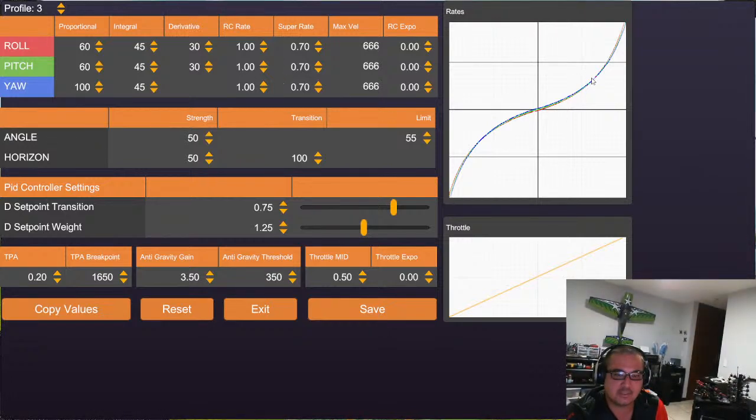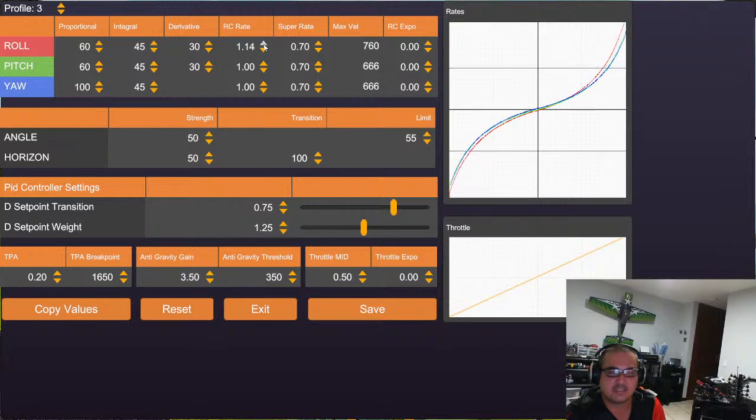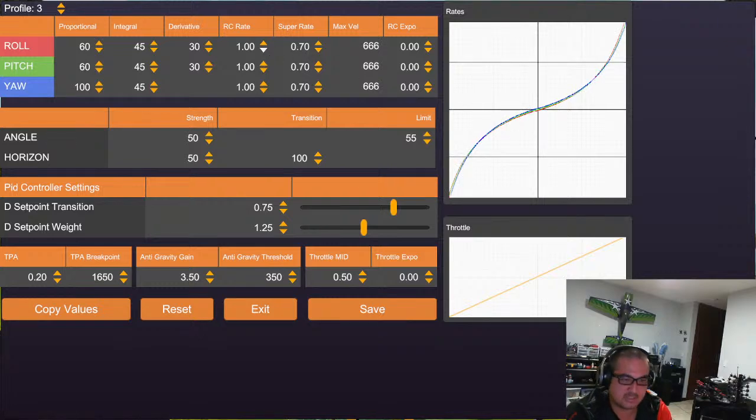Okay, and you can see on the graph right here what's happening. So RC rate mainly affects the sensitivity of your sticks right around this area. I don't know if you can see my mouse, but basically the middle area. Okay, let's go ahead and change that and you'll see what I mean. Well, okay, I'm just going to have to explain it. I don't know if you can see my mouse here at all, so we'll just have to live with that.